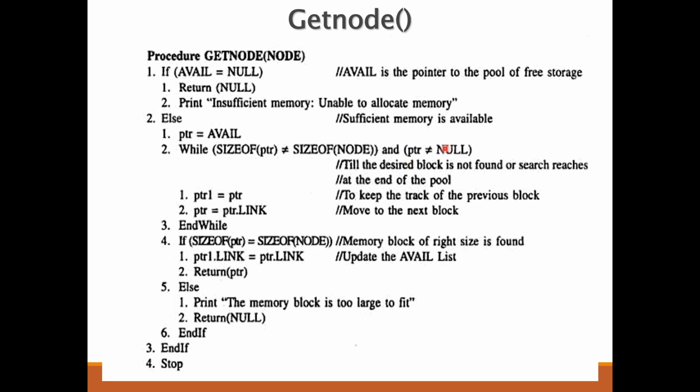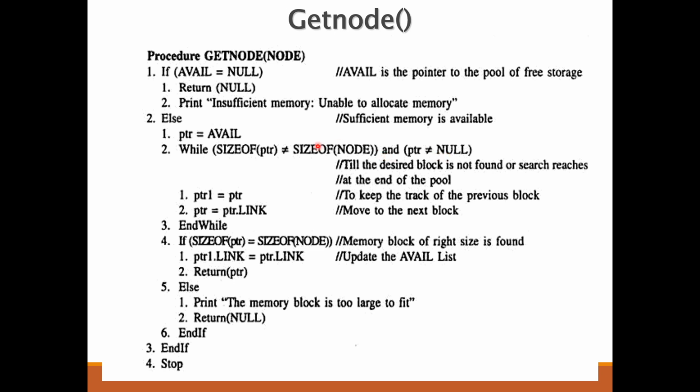While size of PTR is not equal to size of the node and PTR is not equal to null, that is, it is not the end of the linked list, we use another pointer variable, PTR1 is equal to PTR. That is, the current node's address will be stored in PTR1, and PTR points to the next node, that is PTR is equal to PTR link. Again we will check the second node: the size of the second node against the size of the requested node, and PTR not equal to null.